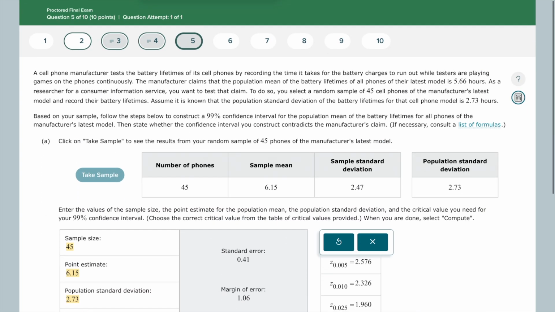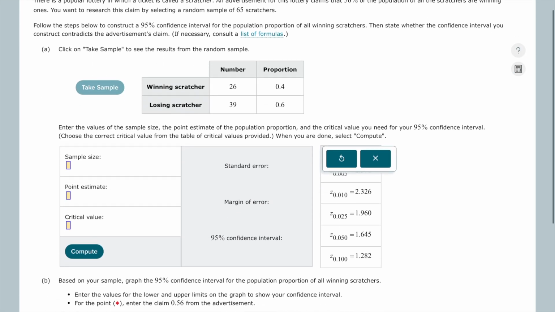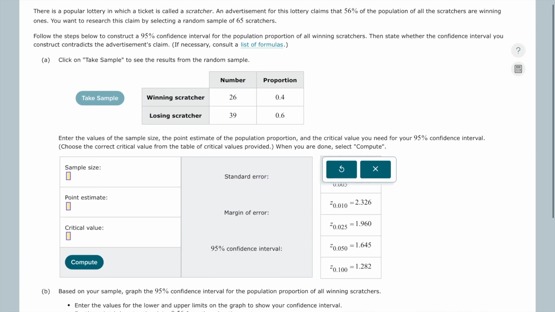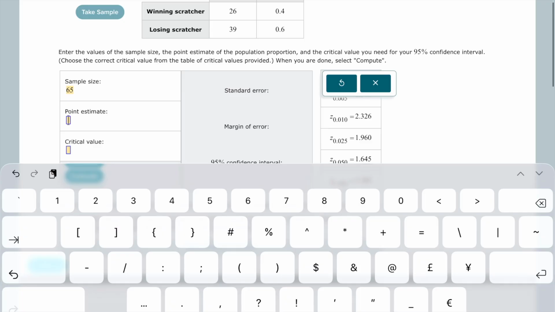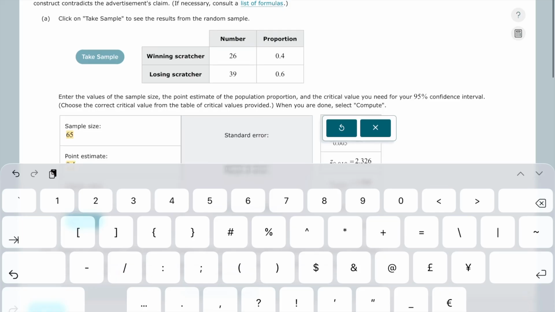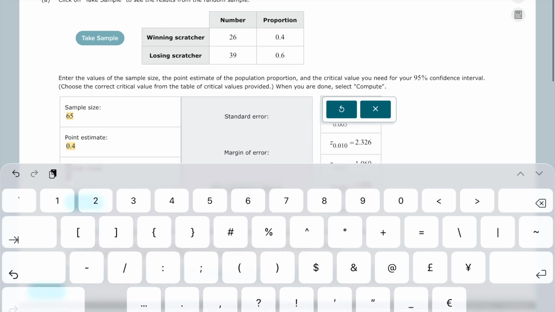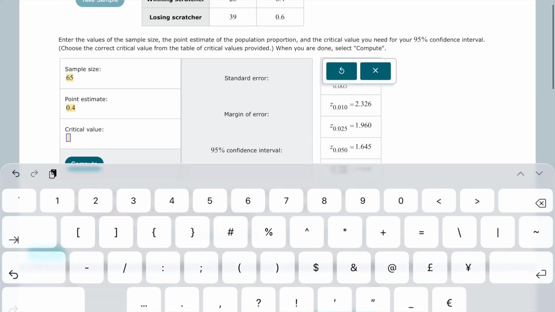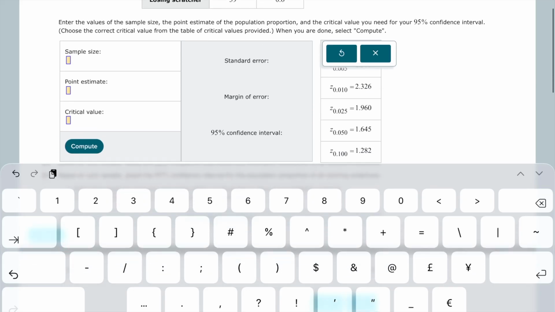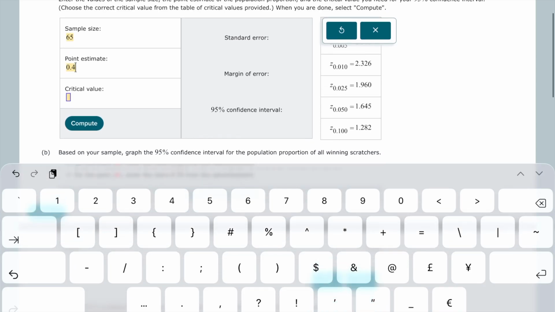Next one, number 6. Number 6, again, you click take a sample. The sample size, it tells you up there is 65 scratchers, but you can add up 26 and 39, your winners and losers. So that is 65. The point estimate is, I guess we're trying to figure out how much won, so that's 0.4. Probably should read it. Follow the steps below to construct a 95% confidence interval for population proportion for all winning scratchers. Okay, so we do have the point estimate. There it is. See right here is covering up my, oh no. Can I undo my delete? Yes, okay.